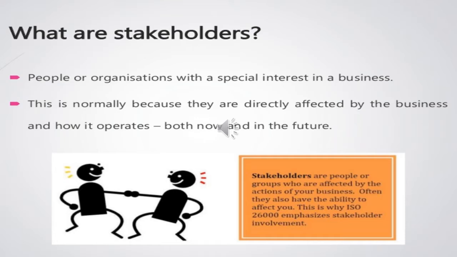Now children, let us see what are stakeholders. As discussed in the previous slide, people or organizations with special interest in business are termed as stakeholders. This is normally because they are directly affected by the business and how it operates, both now as well as in the future. Now let us see, children, what kind of impact do they have.